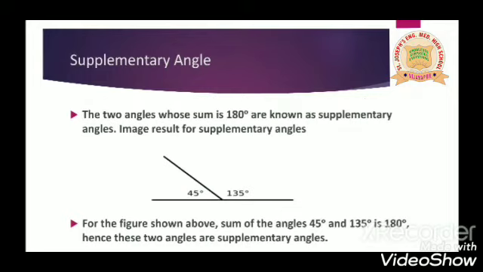Next is supplementary angles. We have studied complementary angles, where the sum is 90 degrees. But for supplementary, two angles whose sum is 180 degrees are known as supplementary angles. See the diagram there, 45 degrees and 135 degrees. If you add them both, you are going to get 180 degrees. For such angles you can say that they are supplementary angles. Remember this: if the sum is 90, it is complementary, and if the sum is 180 degrees, it is supplementary.